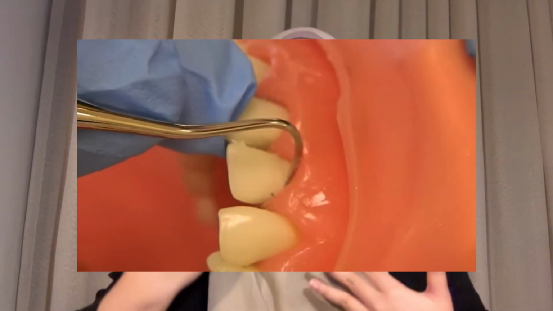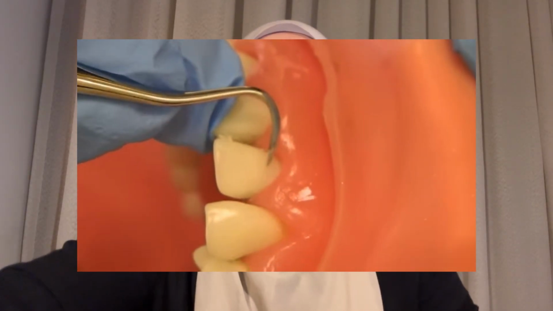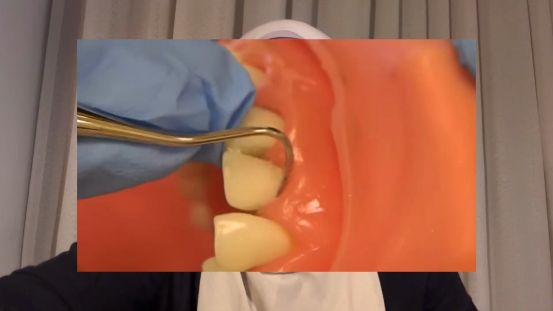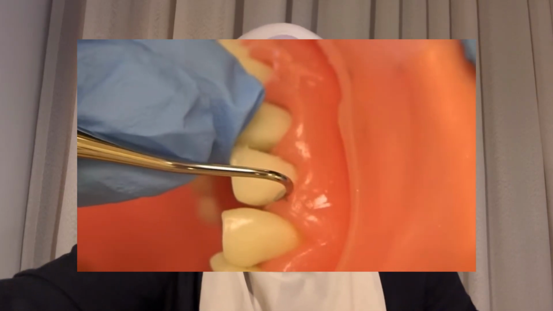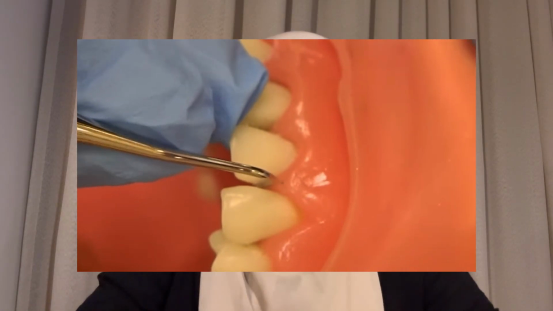Root debridement means that we clean the root surface of the teeth to make it smooth. A smooth root surface helps the gums to heal, helps the gums to reattach better to the teeth, and it also helps to reduce bacteria or germs accumulated under the gums. This treatment is non-surgical and usually done in stages.